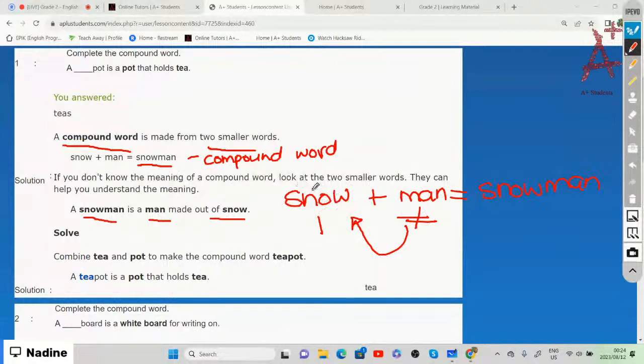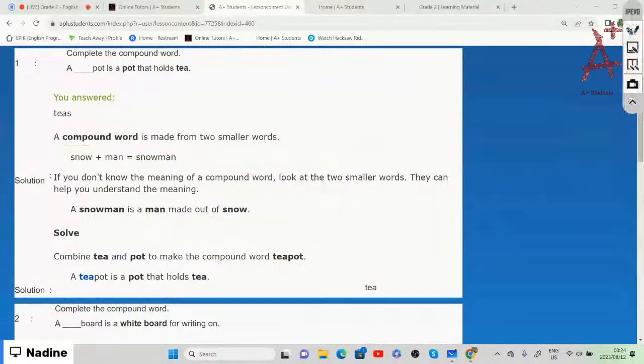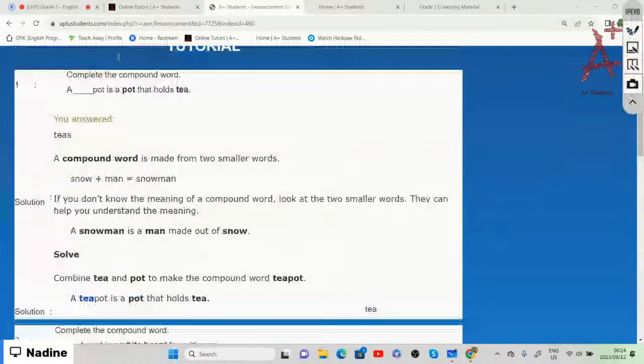So, if you do not know the meaning of a compound word, which is the bigger word, you can look at the two smaller words, and they will basically help you to understand the meaning of the word. You can then create your own meaning of what the big word is based on the meanings of the two smaller words. All right, so now we're going to complete the compound word, right?